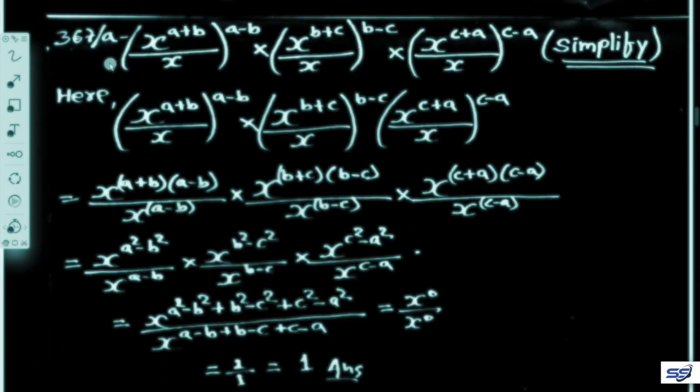Problem number 367 upon A is given here. Next problem: x power a plus b upon x, whole power a minus b, into x power b plus c upon x, whole power b minus c, into x power c plus a upon x, whole power c minus a. This is also a simple form; this is our problem. Now we have to simplify this, make this in simple form.